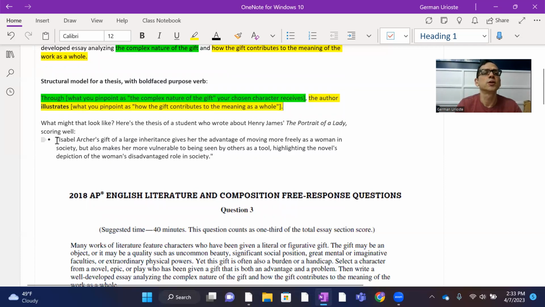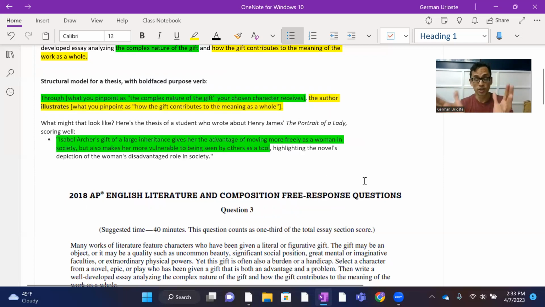And let's take a look at the two parts here, right? Here is where they're addressing the first part, right? The complex nature of the gift, right? Isabel Archer's gift of a large inheritance gives her the advantage of moving more freely as a woman in society, but also makes her more vulnerable to be seen by others as a tool, right? So there's that complex nature of the gift. It's both a positive and a negative thing. It gives her this advantage, but it's also this disadvantage. And now, notice that we have tagged on the end, things are pulled together in a thematic claim. The meaning of the work as a whole is, highlighting the novel's depiction of the woman's disadvantaged role in society, right? So there it is, right?